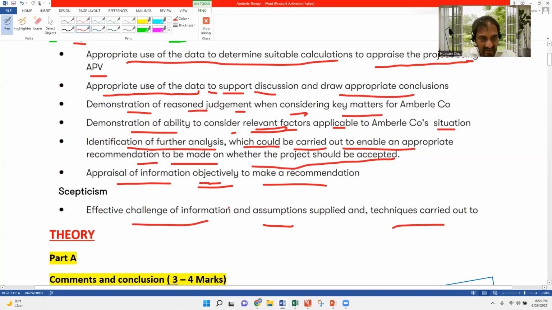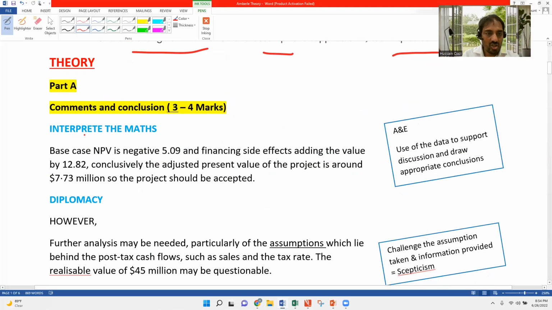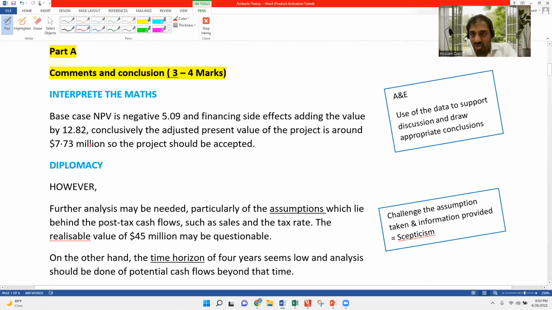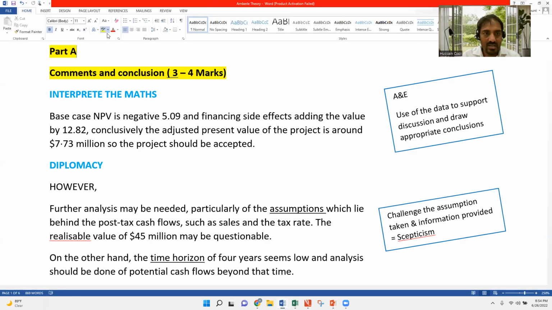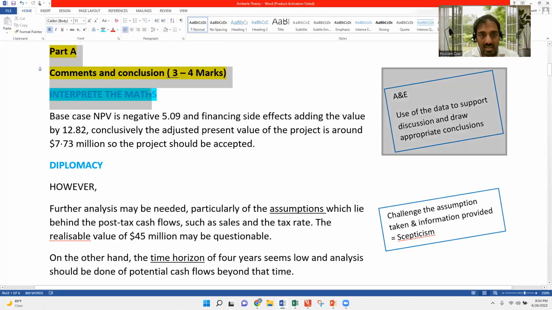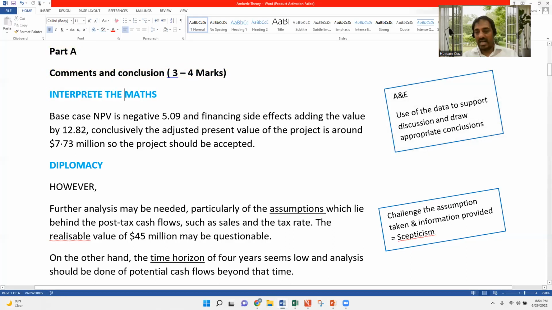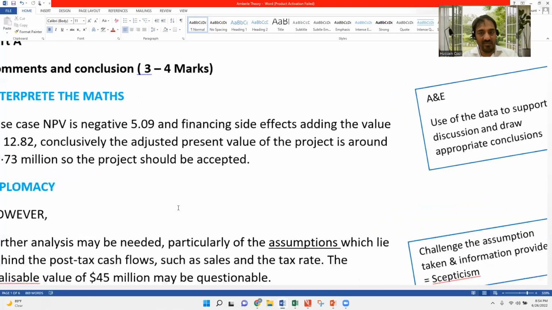Now, if I am going to write the conclusion of APV, NPV, anywhere in the question, first of all, do remember, I must start with the interpretation of the maths.